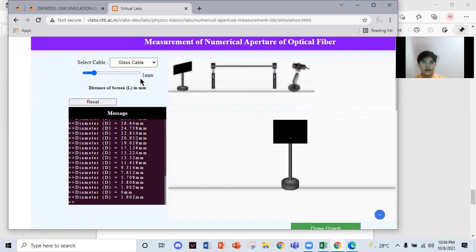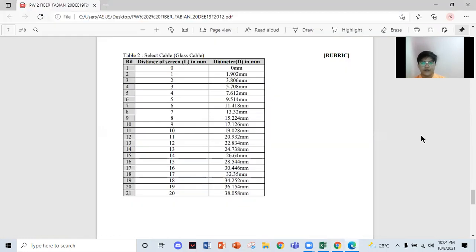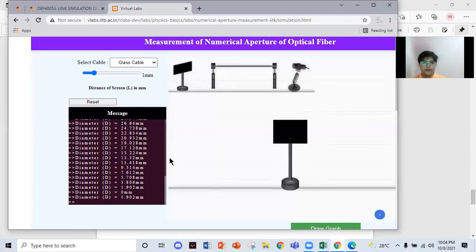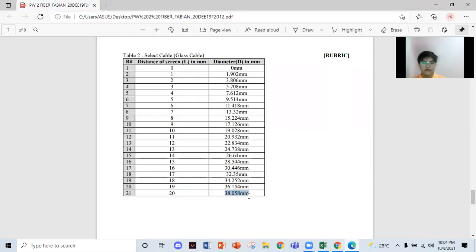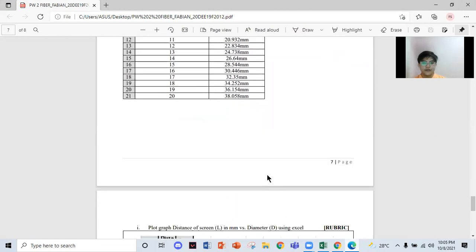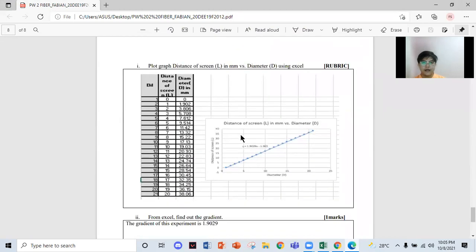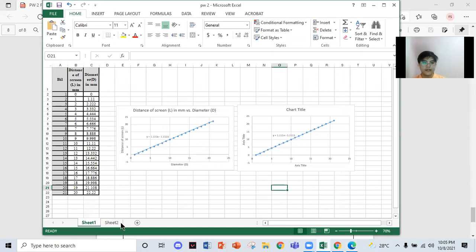So here for distance 1, the diameter is 1.902. We will move it one by one. For distance 2, distance 3, distance 4, until the last distance, the diameter is 38.058 millimeters.